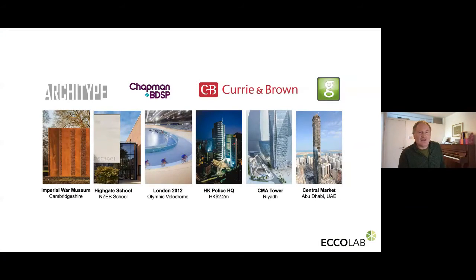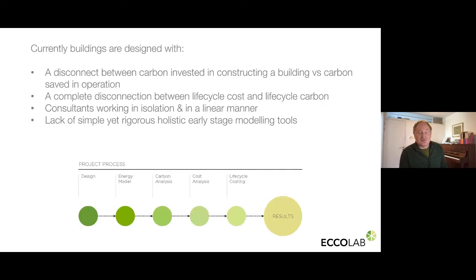In terms of the tool Ecolab that we're developing, it's very much a collaboration. So it's Architype working with Chapman BDSP in terms of services, Currie and Brown in terms of cost, and Greenspace Live in terms of software. So picking up what Joe was saying, we're very interested in this very early stage of a project and the influence it has on the overall project, and particularly the decisions that people are making at those early stages, how they bake in impact over time.